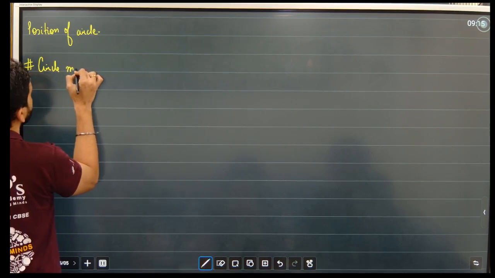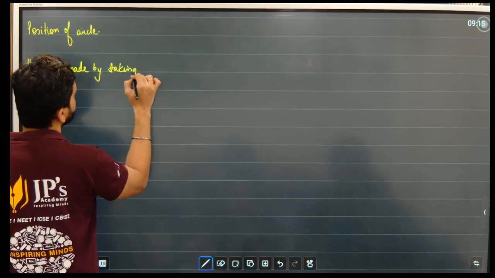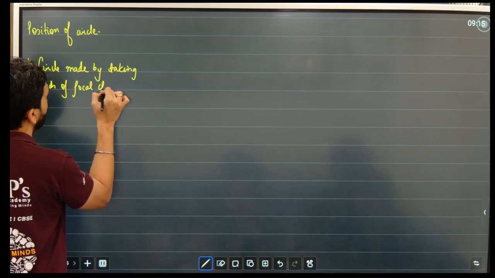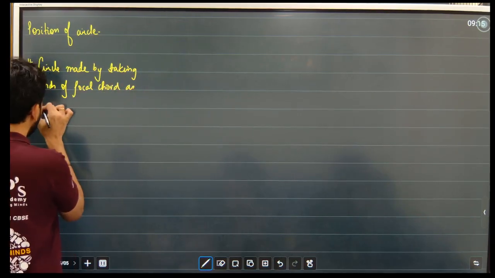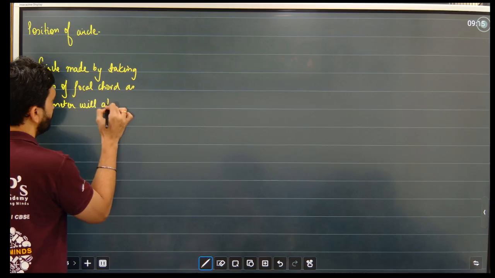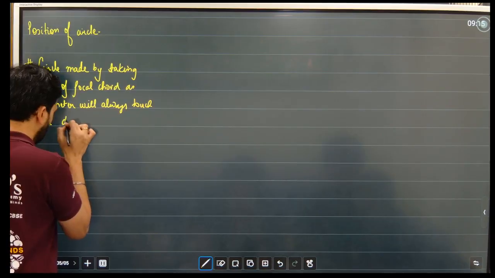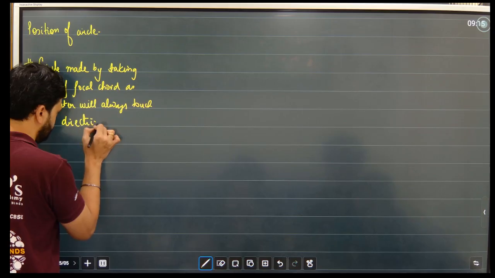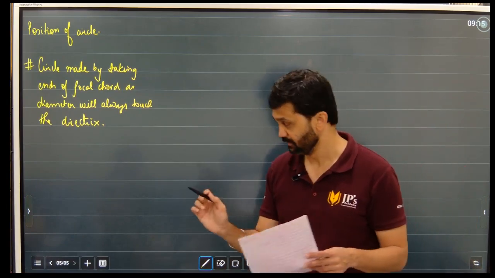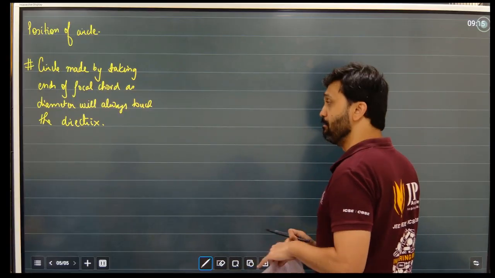Circle made by taking ends of focal chord as diameter will always touch the directrix. You have to remember this. So whenever we make this, it will always touch the directrix. अच्छा, touch the directrix मतलब वो directrix को touch करेगा. कहाँ पे touch करेगा अपने को आइडिया नहीं है. But it will touch the directrix.